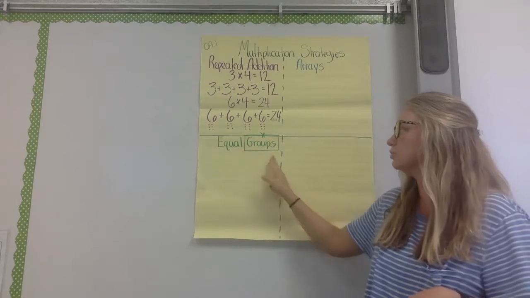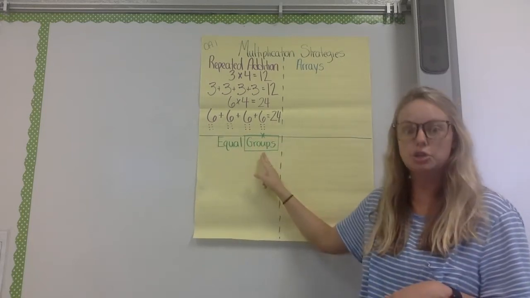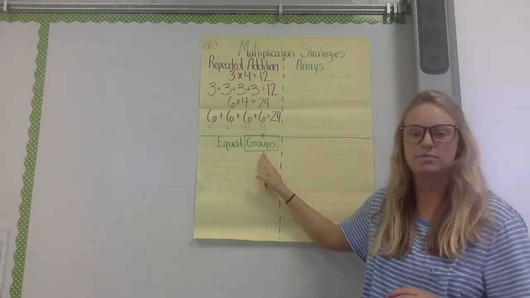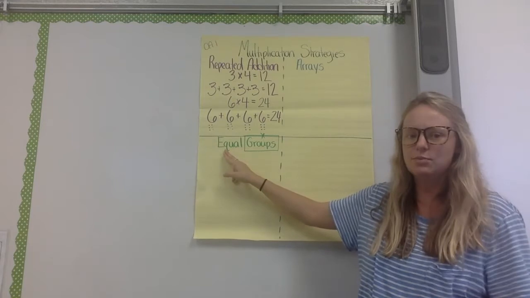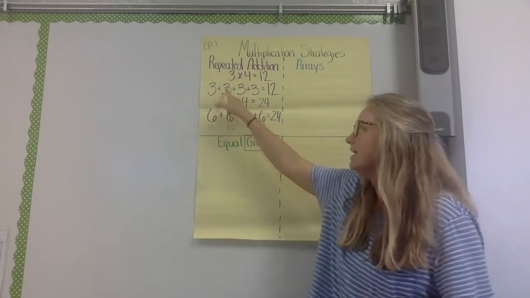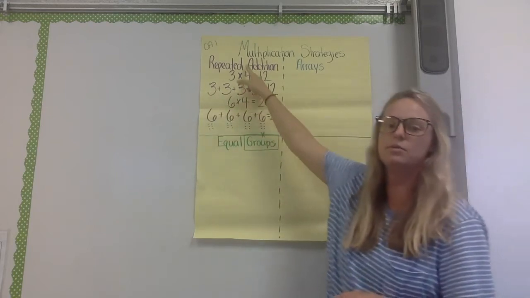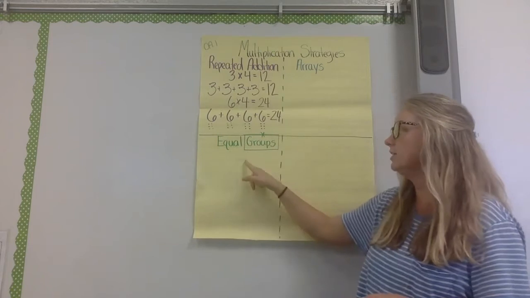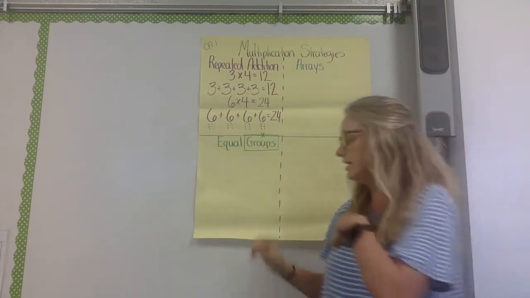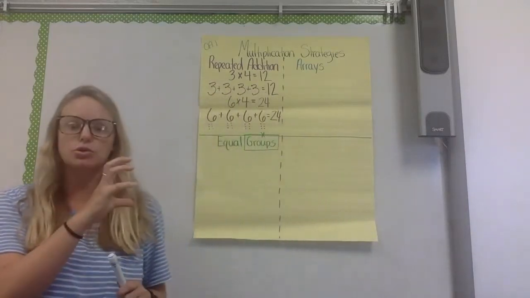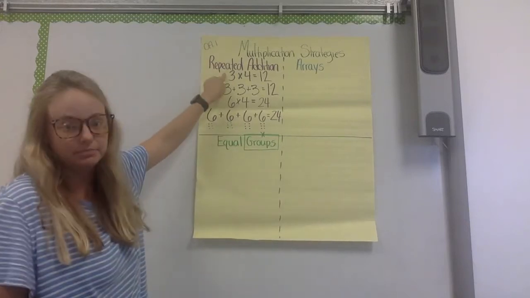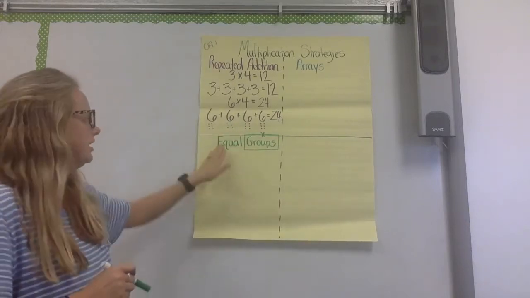Whenever you see the word groups, that's a good hint that we're probably going to be using multiplication. Equal. What does equal mean? Well, it means the same. So up here, we added the same number over and over. We repeated adding. Down here, we're going to make equal the same number of groups. Now, a group, I like to put them in a circle so we know this is one group. So we're going to take this exact same problem, 3 times 4, and show it in equal groups.